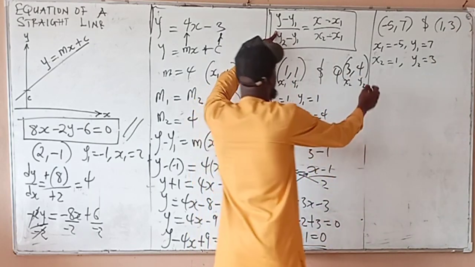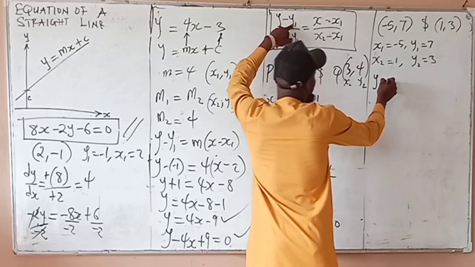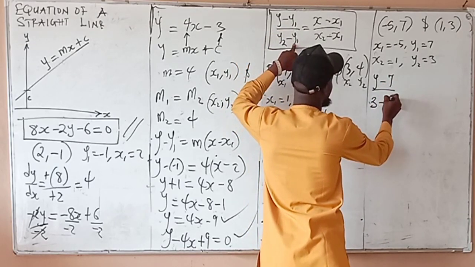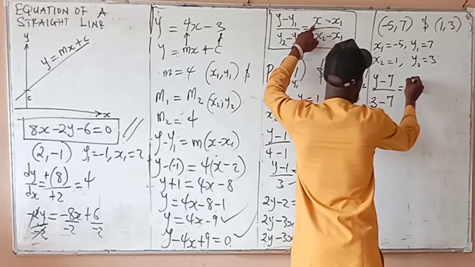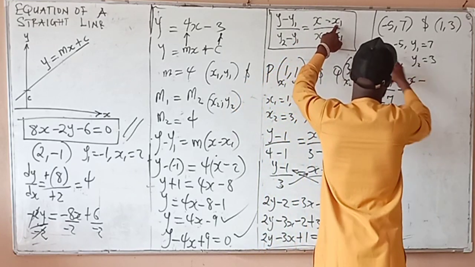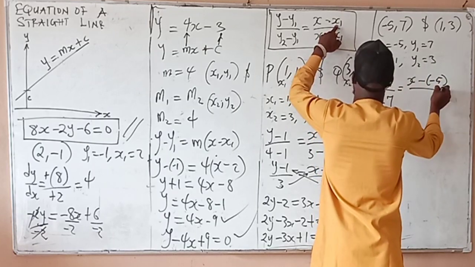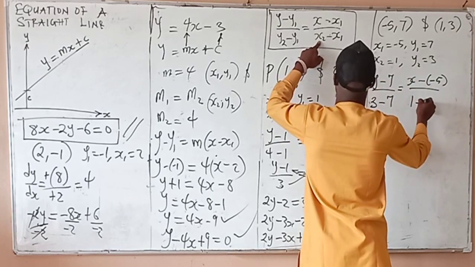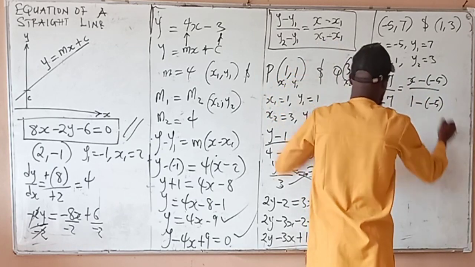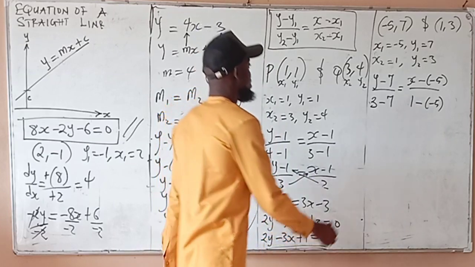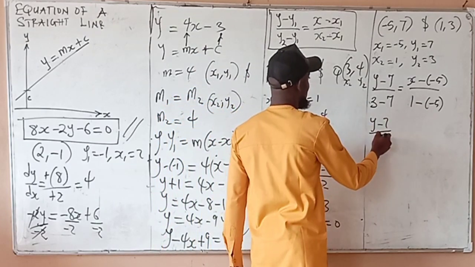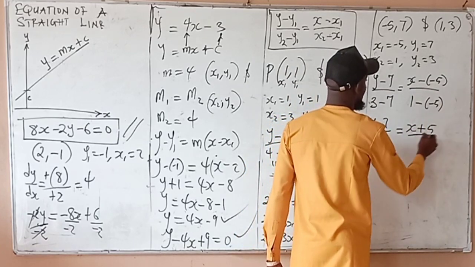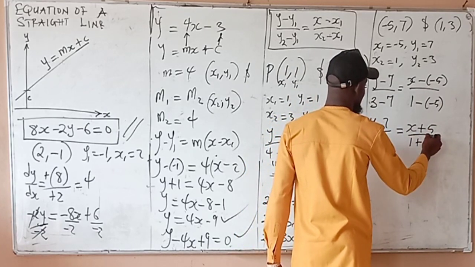So from this relation now, we have y minus y1. What is y1? 7. All over y2, 3 minus y1, 7, is equal to x minus x1. What is x1? Minus 5, over x2, which is 1, minus x1, which is minus 5. The next thing we're going to have is (y minus 7) over minus 4 is equal to (x plus 5) over (1 plus 5).